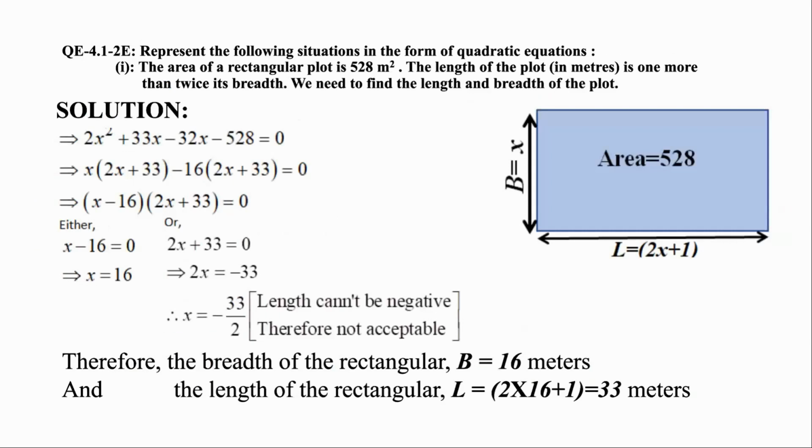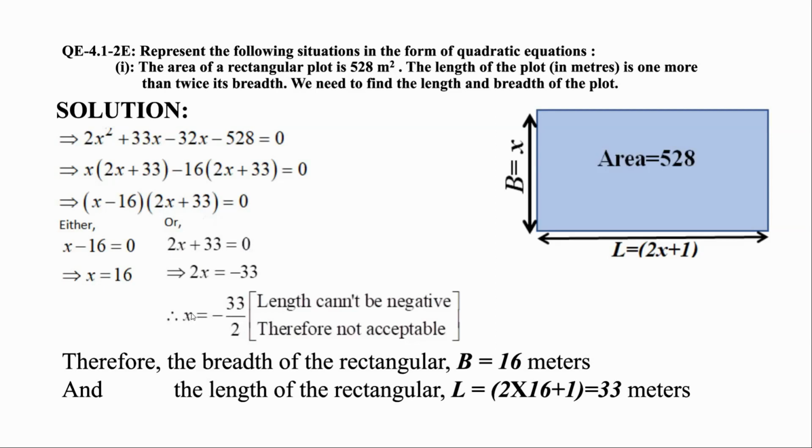After simplification we factorize the expression. After factorizing, we get two products equal to 0. One is x minus 16, and the other term is twice x plus 33, equals 0. If either term is 0, or both are 0, then the product will be 0. So we have two conditions: either x minus 16 is 0, so x equals 16, or twice x plus 33 equals 0, which implies twice x equals minus 33, and therefore x equals minus 33 by 2.